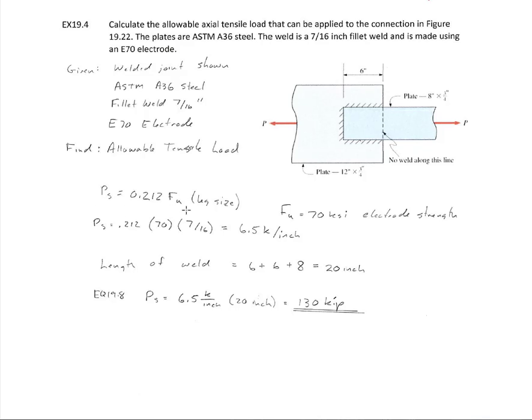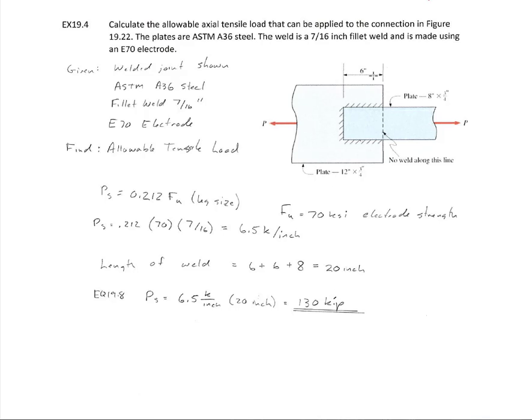PS equals 0.212 FU times the leg size. 0.212, 70 is our electrode, and then 7/16. So we get 6.5 kips per inch. So this equation is going to give us the strength of the weld per linear inch of the weld. So now what we need to do is multiply that by the length of the weld to get the overall load.